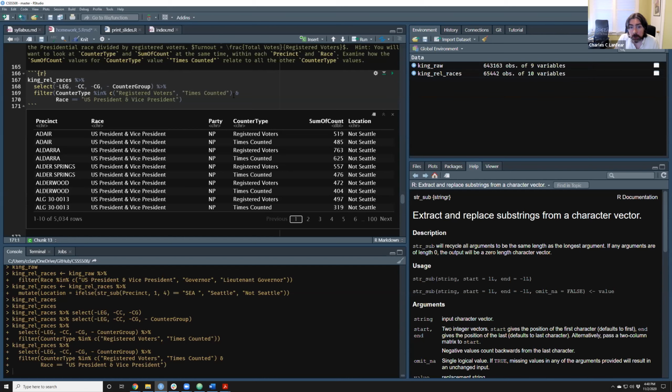Okay, so what do we need this to look like if we wanted to take times counted and divide it by the number of registered voters? Yeah, we probably need to pivot our data wider, because what do we want? We don't want a sum of count column and a counter type column. We instead want a registered voters column and a times counted column so we can do math across them, because we can mutate across columns. Okay.